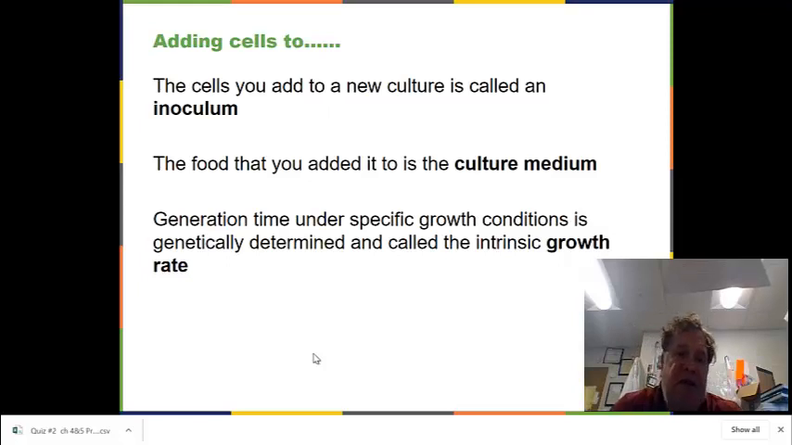So when we add cells to a new growth, let's look at some terms. An inoculum is where you add cells to a new culture. That's called an inoculum. So please make me an inoculum.